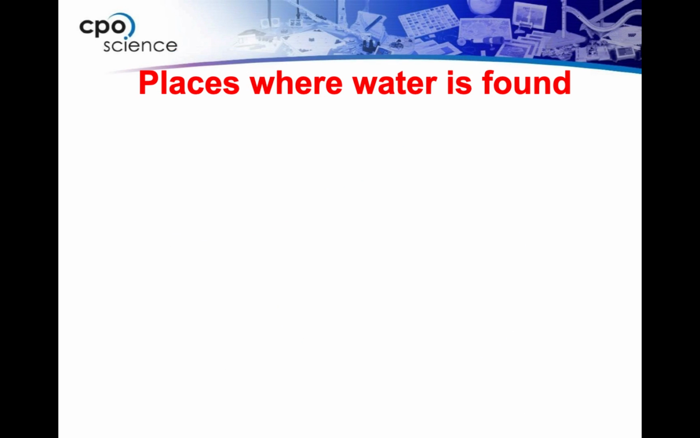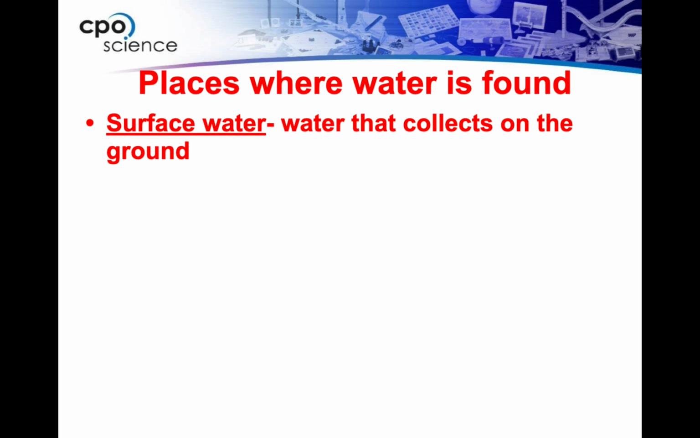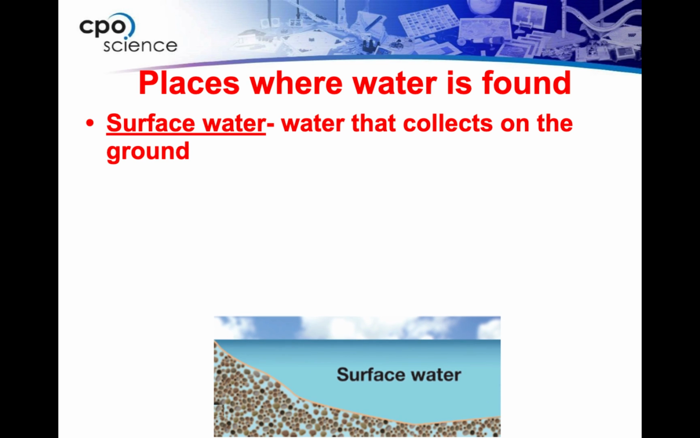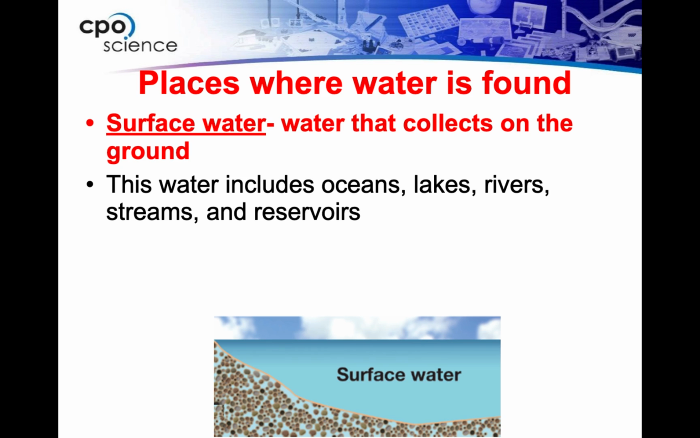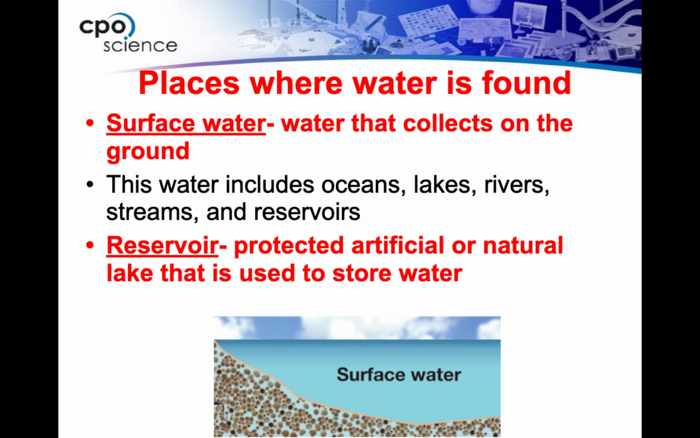So places where water is found. When we find it on Earth's surface, we call that surface water. So water that collects on the ground. This would be lakes and rivers, places like that. That is surface water. So it includes oceans, lakes, rivers, streams, and then something that we call a reservoir.